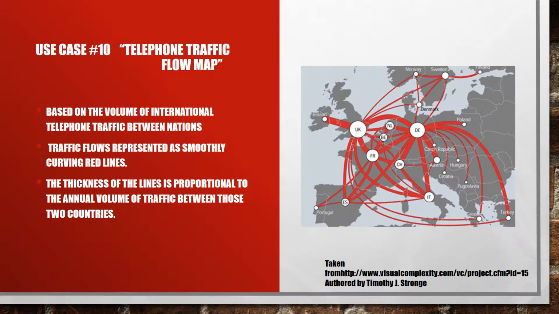The last use case is basically your telephone traffic flow map. So this data is based on the volume of international telephone traffic between nations. The traffic flow is represented by smooth curving lines colored in red. The thickness of the lines is proportional to the annual volume of traffic between those two countries. So you might see Spain and Italy having minimum traffic, whereas countries from UK to other places like France have very high traffic.